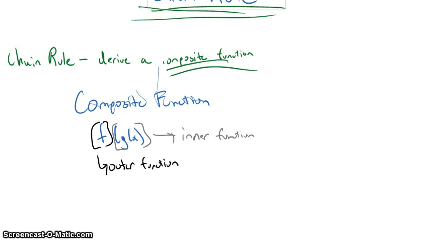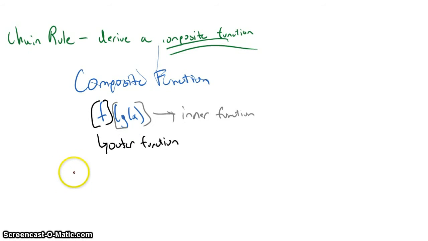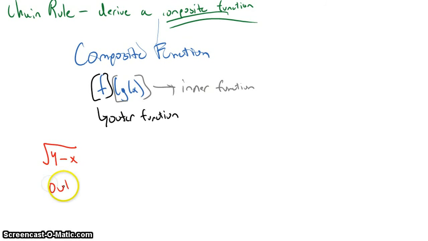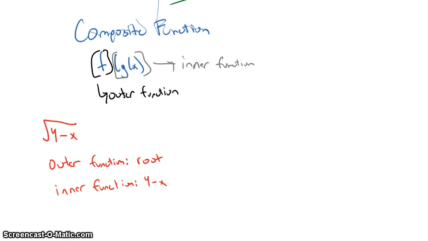Okay, so now that we got that settled, let's have an example of that. So, let's say you have the function root 4 minus x. Well, the outer function would be the root, and the inner function, you guessed it, would be 4 minus x. You get it? Alright, good.